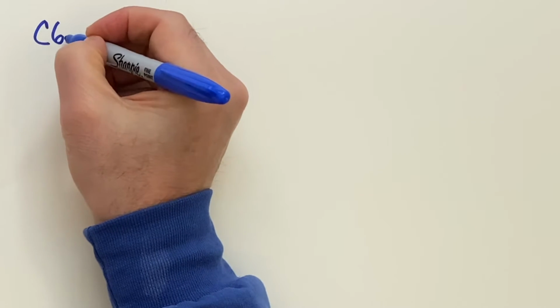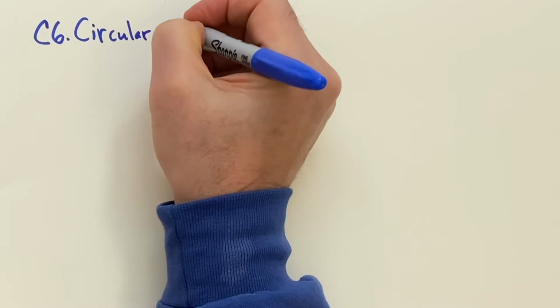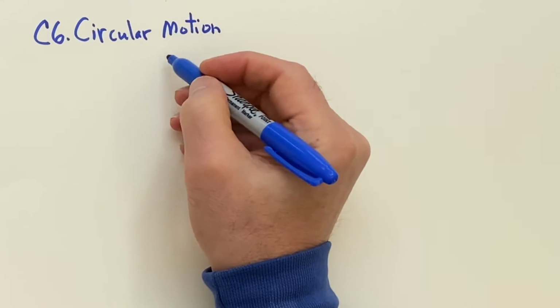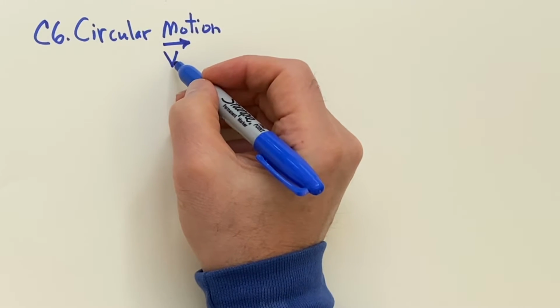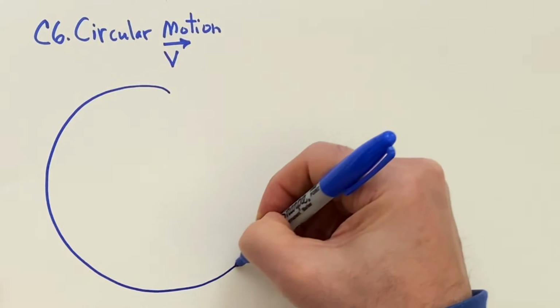Section C6, circular motion. There is acceleration because velocity is a vector, and if you keep the same speed, the magnitude, but you change the direction, you have acceleration. So we're going to do that.